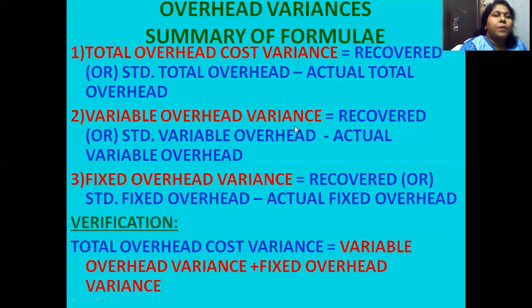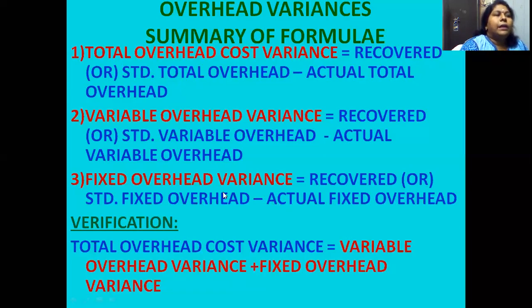The second formula I mentioned over here is variable overhead variances. Overheads can be fixed overheads or variable overheads. So how to calculate the variable overhead variances? We just compare the standard variable overheads minus actual variable overheads. In the same sense, how to calculate the fixed overhead variances? The same thing, we compare the standard fixed overheads with the actual fixed overheads. When we compare them, we calculate the fixed overhead variances, whether favorable or adverse for the company.